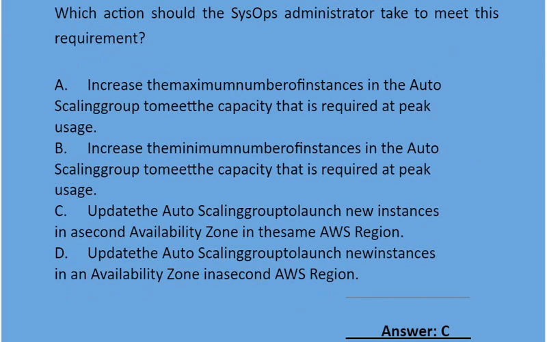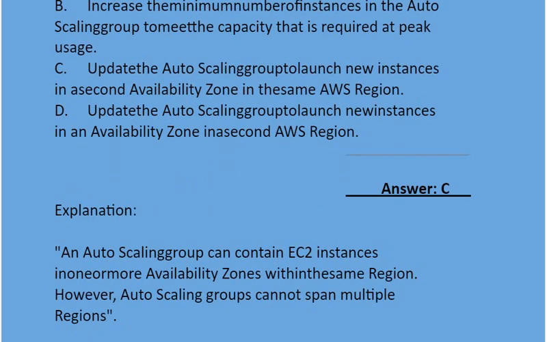Option A, increase the maximum number of instances in the Auto Scaling group to meet the capacity that is required at peak usage. Option B, increase the minimum number of instances in the Auto Scaling group to meet the capacity that is required at peak usage. Option C, update the Auto Scaling group to launch new instances in a second Availability Zone in the same AWS region. Option D, update the Auto Scaling group to launch new instances in an Availability Zone in a second AWS region. Correct answer is option C.